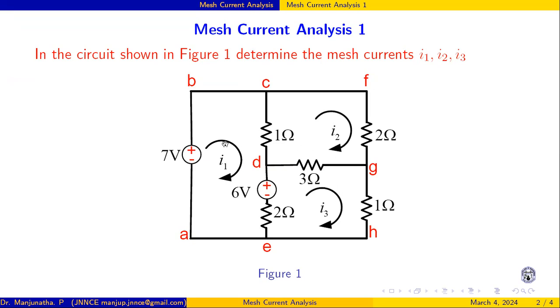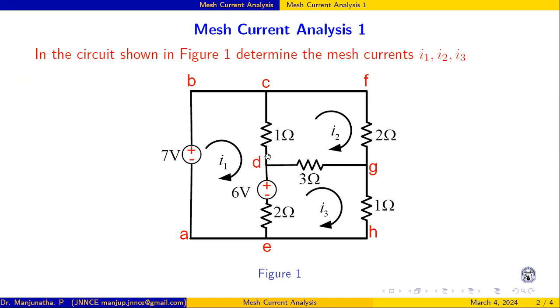Determine these mesh currents. By observation, there is one voltage source in mesh 1 and another voltage source. But in mesh 2, there are no voltage sources. Coming to the third mesh or loop, there is one voltage source of 6 volts. So we will see how to write these mesh equations and how we can solve these mesh currents. And once we solve I1, I2, I3, we can directly calculate the branch currents.